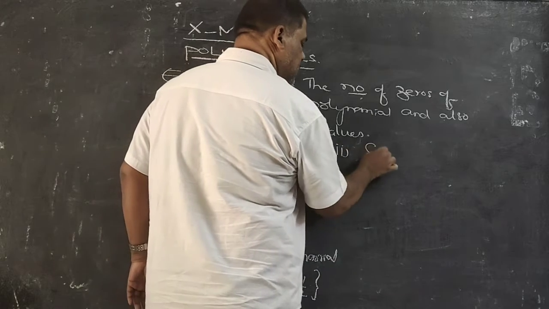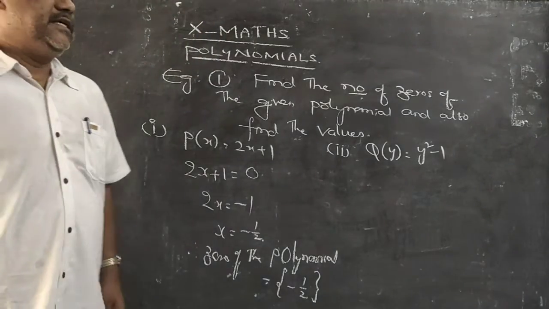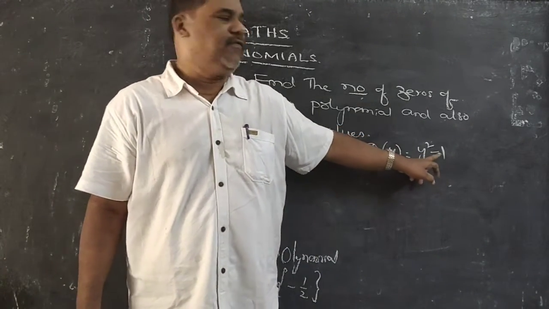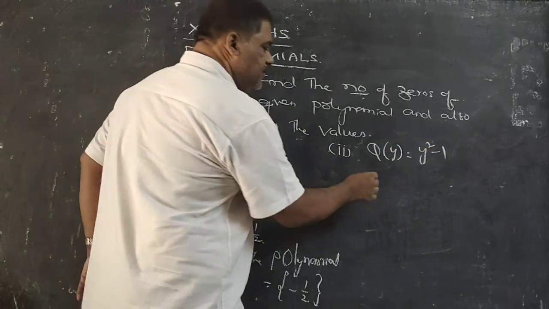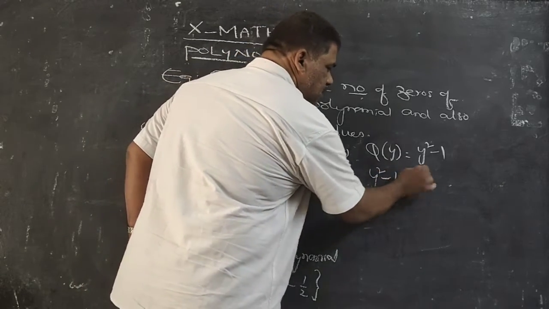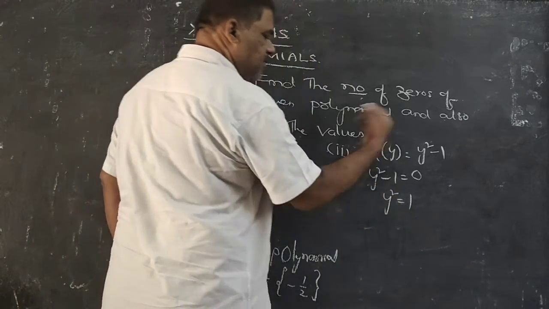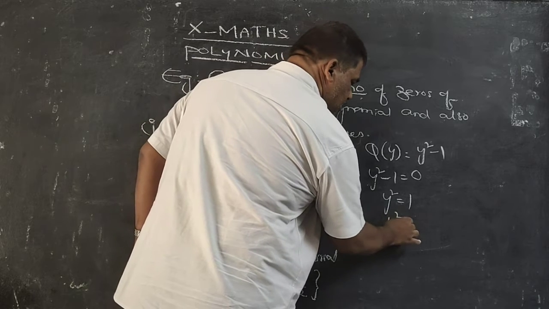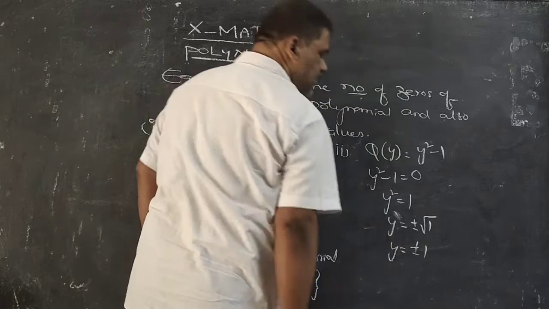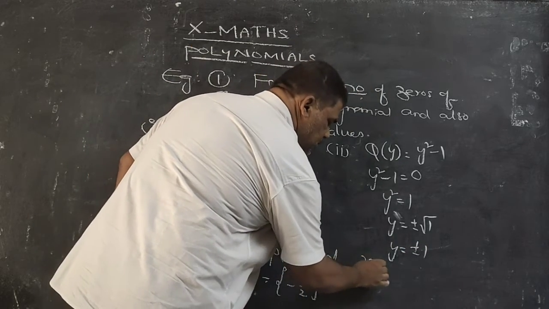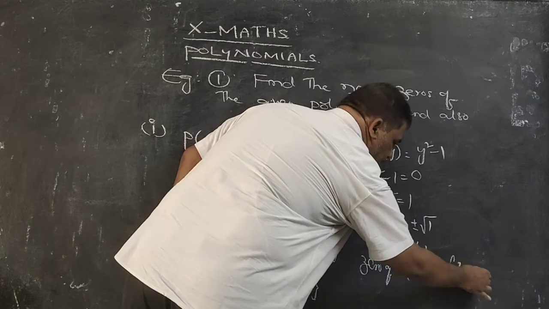Second one, q(y) is equal to y square minus 1. Zero of the polynomial means it is the value of this variable, the value of y, for which the polynomial becomes 0. To get the zero of the polynomial, equate the polynomial to 0. y square minus 1 equals 0, so y square is equal to plus 1, which means y is equal to plus or minus root 1. So the y value is plus or minus 1. So the zeros of the polynomial are 1 and minus 1.